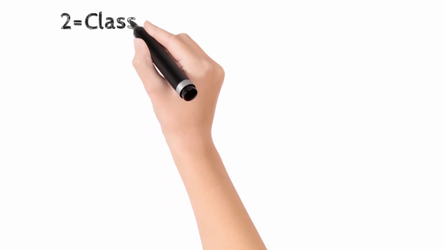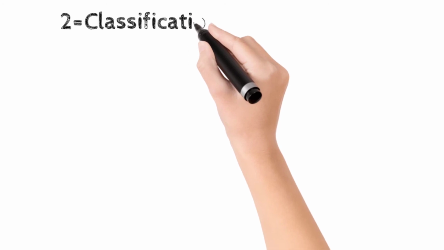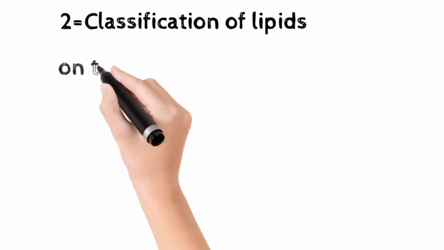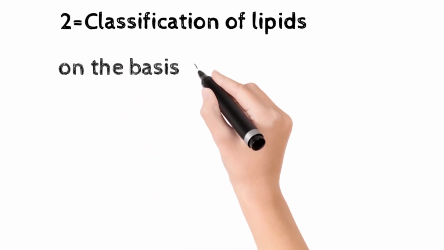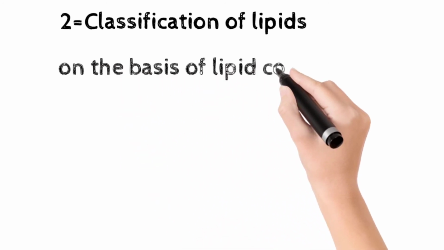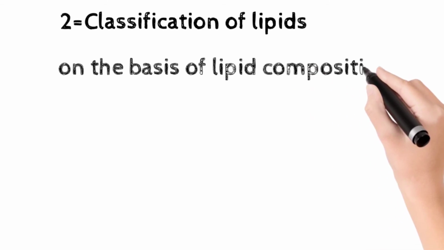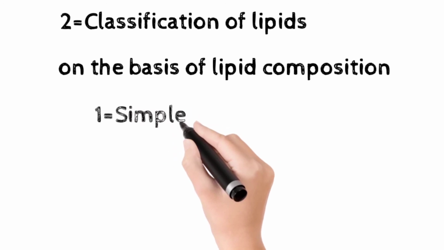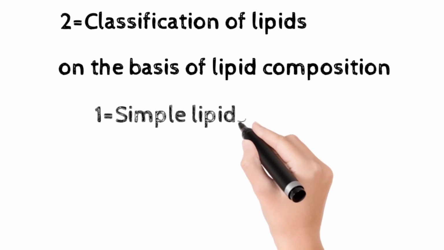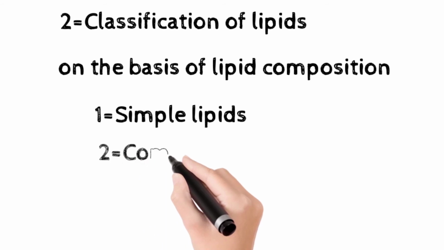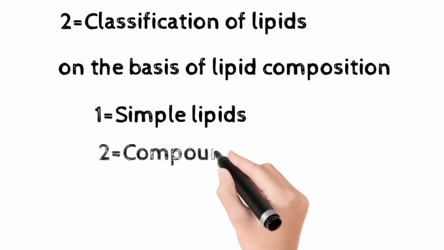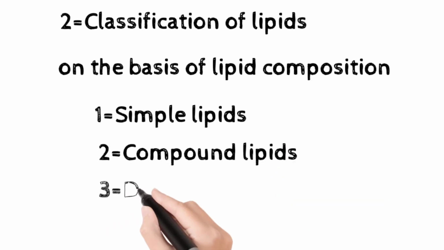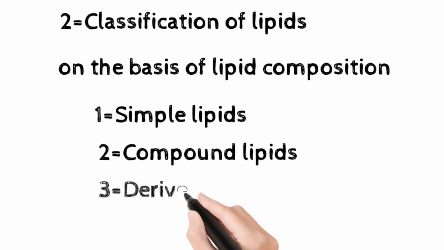Now after the definition, come to the classification of lipids. Now we classify lipids on the basis of lipid composition, which components are present in lipids or which components make the lipids. On the basis of lipid composition we classify the lipids into 3 types. Number 1 is simple lipids, number 2 is compound lipids, and number 3 is derived lipids.